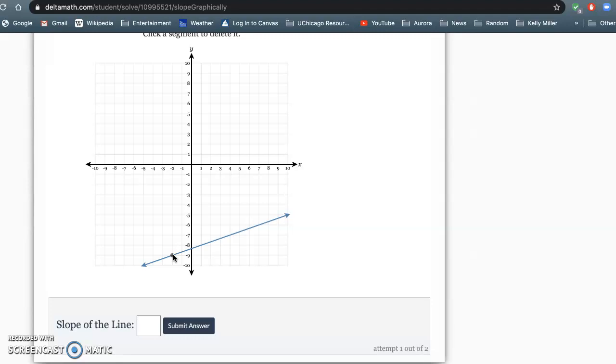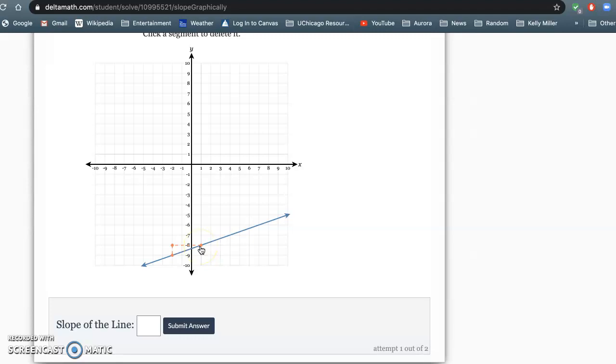Now when I'm looking for my finishing point, I'm looking for something else that is perfectly on the line. So if I notice here, this point also looks like it's perfectly on the line. So I'm going to go ahead and go up 1, click again to go over 3. 1, 2, 3. You're counting the spaces in between.